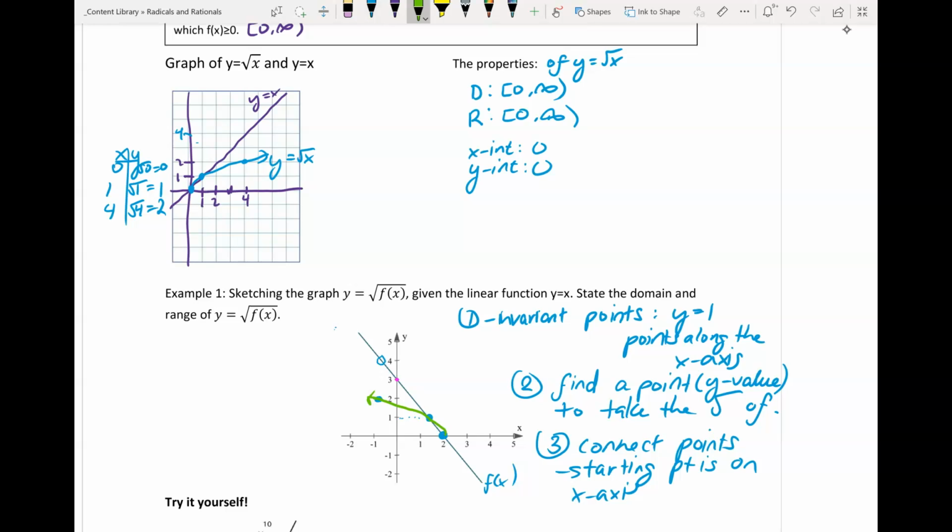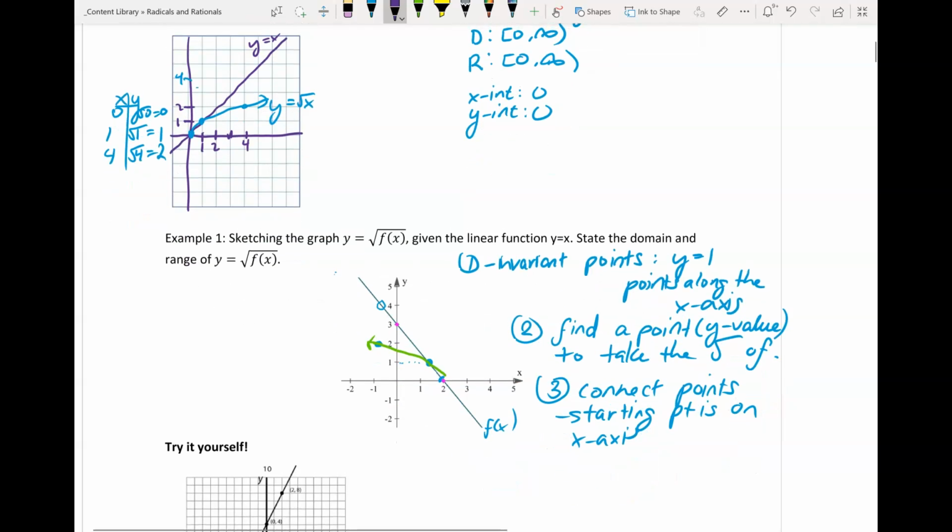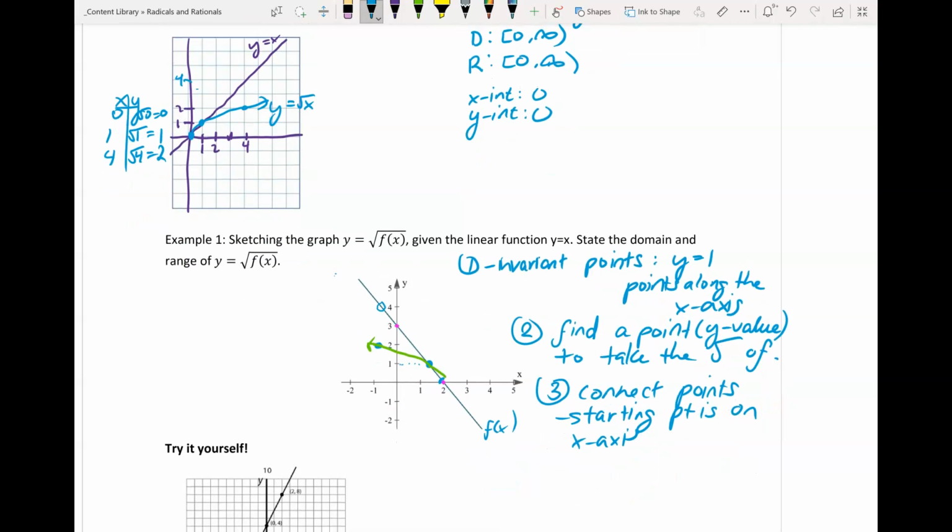Notice I don't have anything for below the x-axis, because if I took the square root of any of these values down here, then I'd be taking the square root of negative numbers, and we can't do that. So just as a side note, the graph of the square root of f of x will not exist under the x-axis.